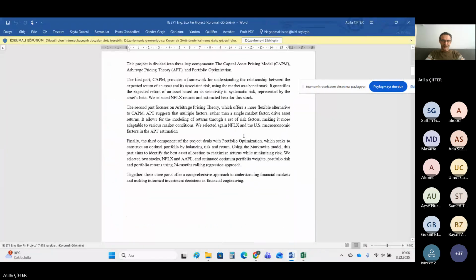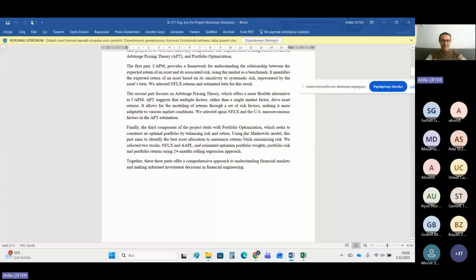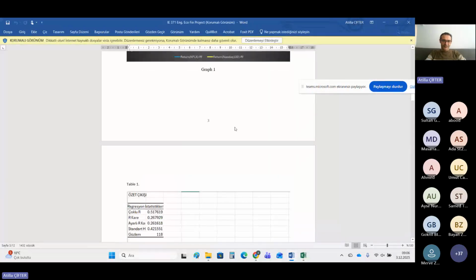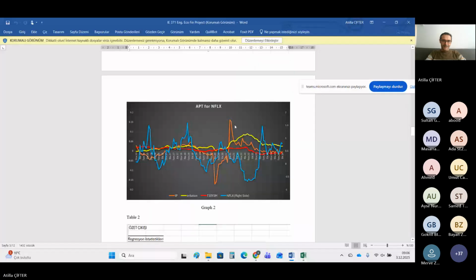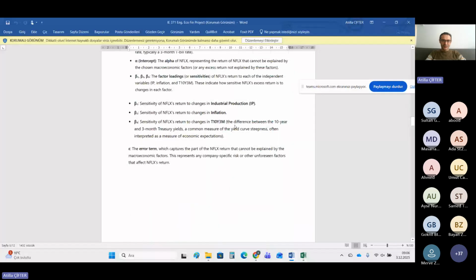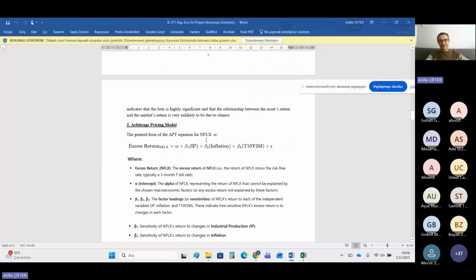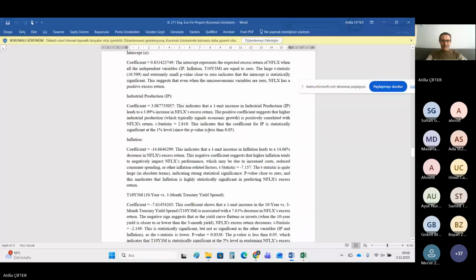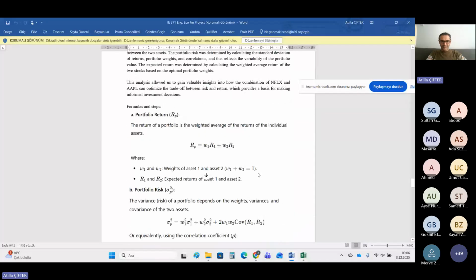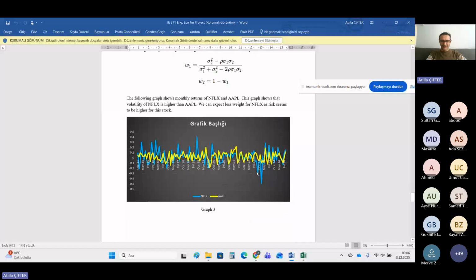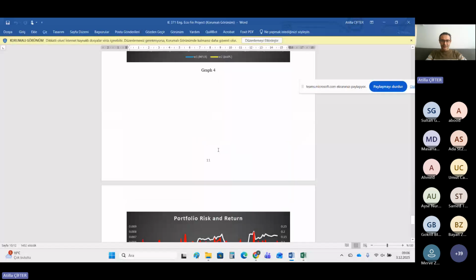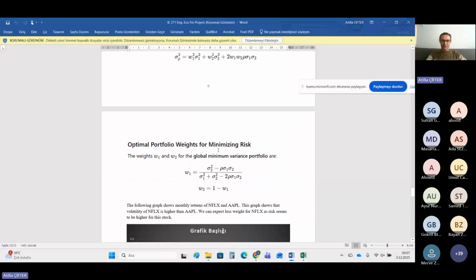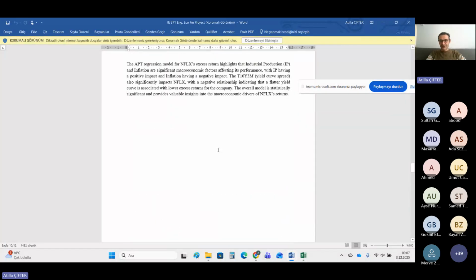Okay, you can see we have the capital asset pricing model. And then we have arbitrage pricing theory. It starts from here. And then we have portfolio optimization. So we will try to do all of them. And these are the graphs. So I will also show how we can estimate the regression outputs and how we can draw the graphs.